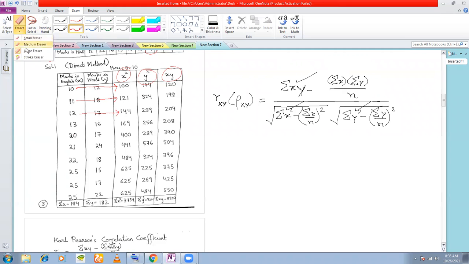Okay. For Y square, exactly similarly, 12 square is 144, 18 square is 324, 17 square is 289, and so on. Okay. And for XY, this is nothing but multiplying the values of X and Y. 10 into 12 will give you 120, 11 into 18 will give you 198, and so on. Okay. And after totaling the column for X, I get summation X here. After totaling the column for Y, I get summation Y here. I get summation X square here. I get summation Y square here. And I get summation XY here.